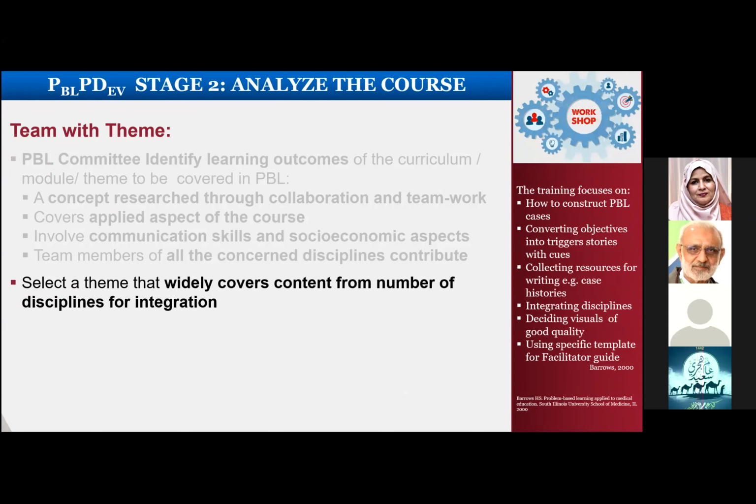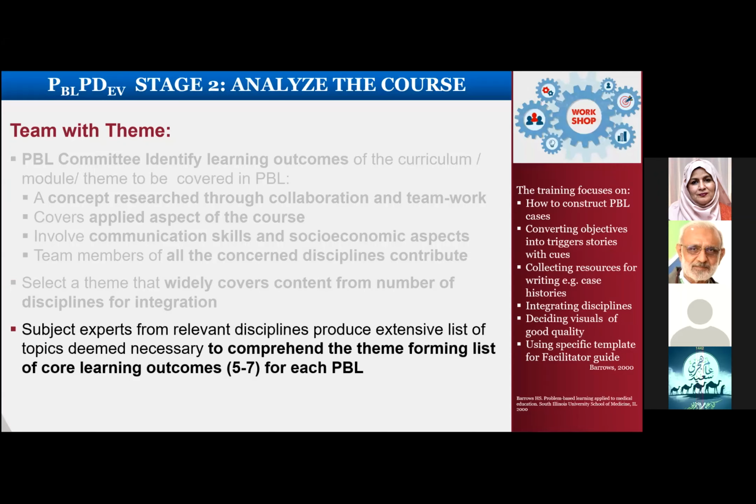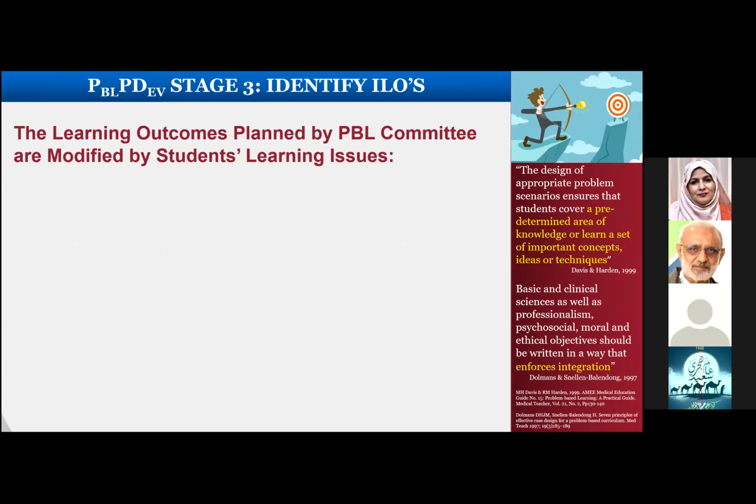Select a theme that widely covers content from a number of disciplines for integration. The subject experts from relevant disciplines produce an extensive list of topics which are deemed necessary to comprehend the theme, forming the list of core learning outcomes, which can be 5 to 7 for each PBL. A few more is not an issue.